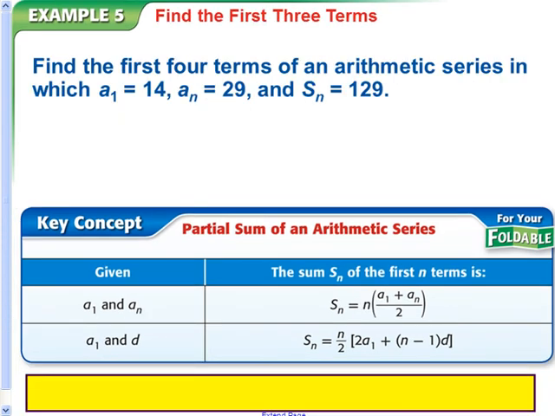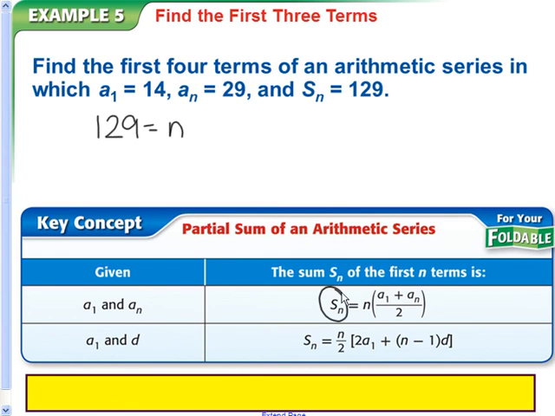All right, find the first 4 terms of the arithmetic sequence. So they're giving us the first one, they're giving us the last one, and they're telling us if we added them all up, they would add up to be 129. So we have to figure out, maybe we could just figure out how many terms there are. So let's use this one. S sub n, oh, we know what this S sub n is. We know that's 129.